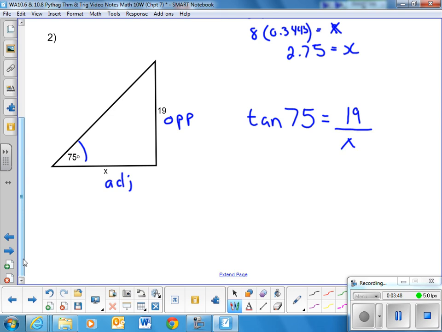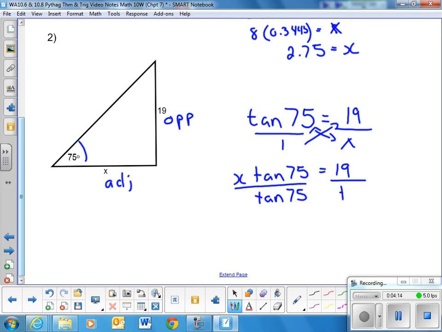We now need to solve for side x. So we could think of it as cross-multiplying. If we do that, we multiply this way. So we end up with x times the tangent of 75 equals 1 times 19, which is 19. To get x by itself, we want to divide by the tangent of 75. Remember, tan 75 is one thing, it's a decimal. We have to divide both sides.